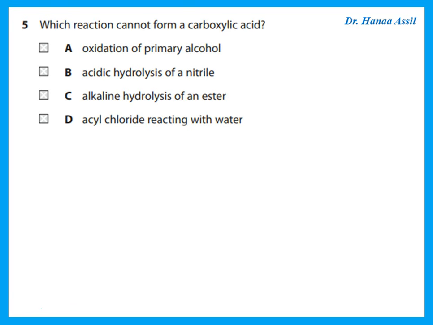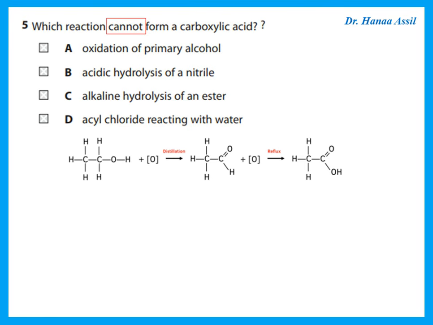Which reaction cannot form a carboxylic acid? I want something that cannot form a carboxylic acid. Oxidation of primary alcohol. Well, if you oxidize a primary alcohol, first it would give you an aldehyde and then an acid. So this would form an acid.